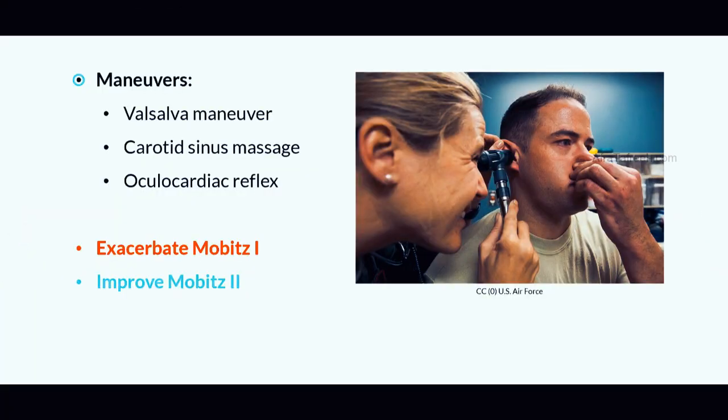This difference between Mobitz 1 and Mobitz 2 is also reflected in how these different types of heart block respond to vagal maneuvers. As we know, vagal maneuvers increase vagal activity and therefore are going to lead to decreased conduction through the AV node. Vagal maneuvers include the Valsalva maneuver, as pictured here on the right-hand side of the presentation, carotid sinus massage, as well as the oculocardiac reflex.